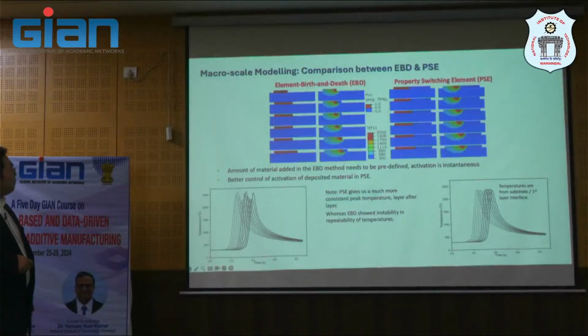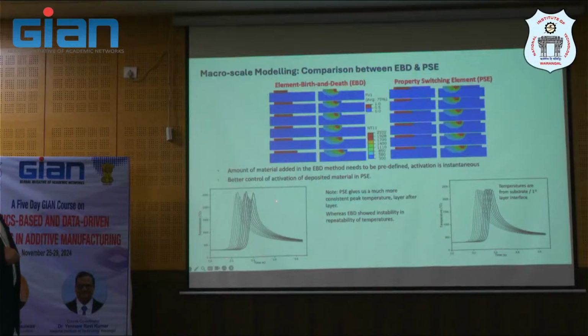So these are two different methods that we mentioned: element birth and death, and then another one, the switching function. Birth and death means one element is assigned one property. The switching function means one element is not homogeneous anymore, so you have assigned properties into this one. And then we compare these two methods together in the part scale analysis.